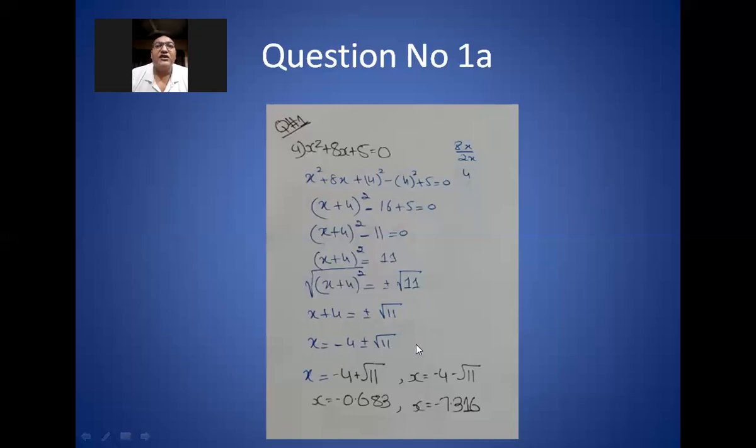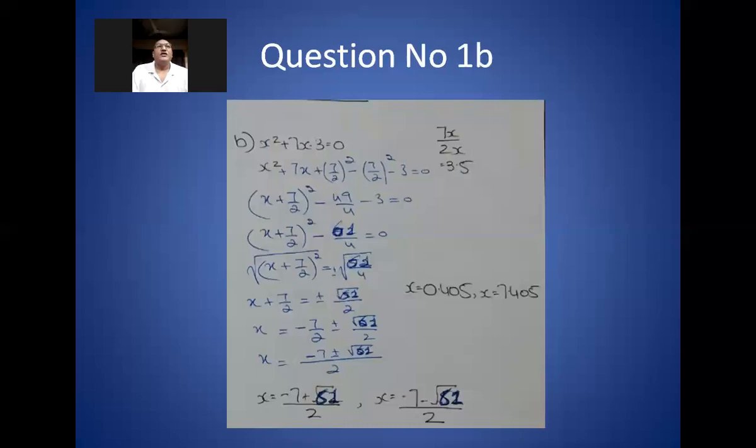So take your calculator and on that calculator write minus 4 plus under root 11 equals to, that will give you minus 0.683. And the second possibility here will be, in your calculator, you will write minus 4 minus under root 11 equals to, and that will give you minus 7.316. So this is how you will find the answer by using the method of completing the squares. I hope that you have understood this question.